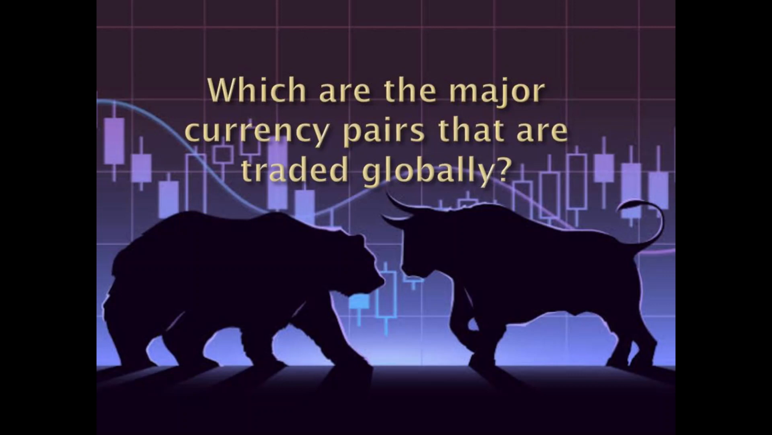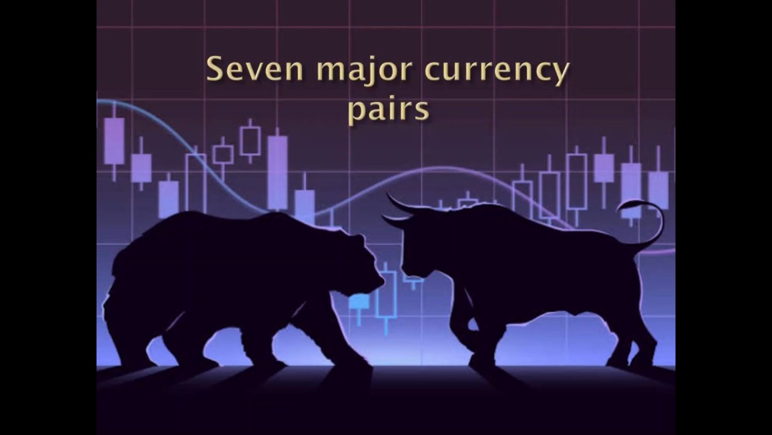Now you know what a currency is, so let us take examples of major currency pairs that are traded globally. We have 7 major currencies, but there are also others, and currency pairs are divided into 3 types. We have the majors, the crosses, and the exotics. I'll talk about that later in the video.